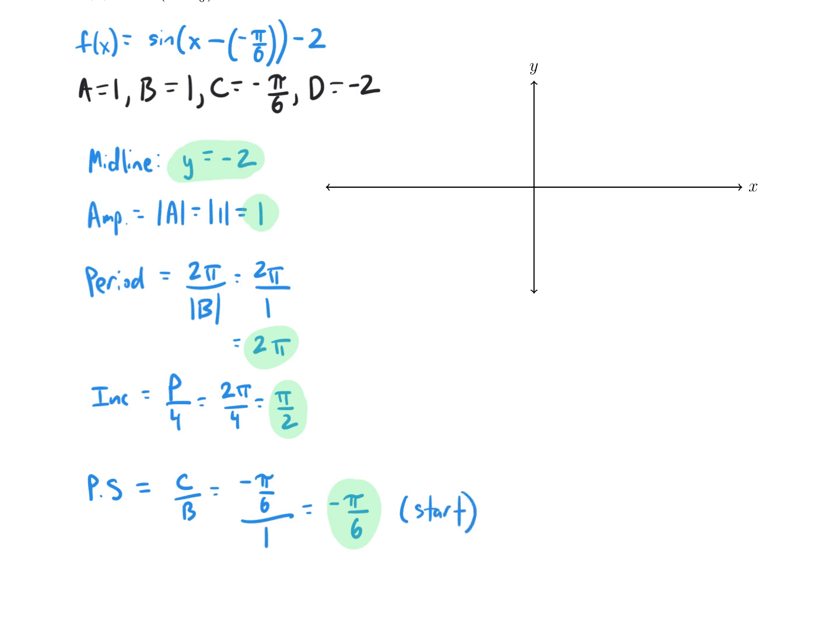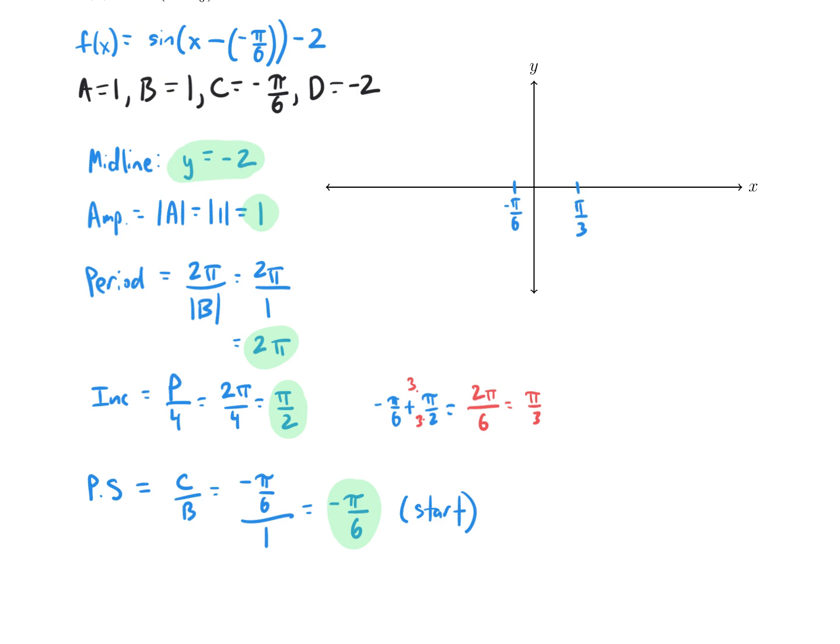So now we're going to add the increment to the starting point. We're going to take negative pi over 6 and add 2 pi over 4, which is pi over 2, to that. If you do that, you get a common denominator of 6. So times 3 times 3, you get negative 1 pi plus 3 pi, which is 2 pi. That would simplify to pi over 3. So our starting point is negative pi over 6, and then our next increment would be pi over 3.